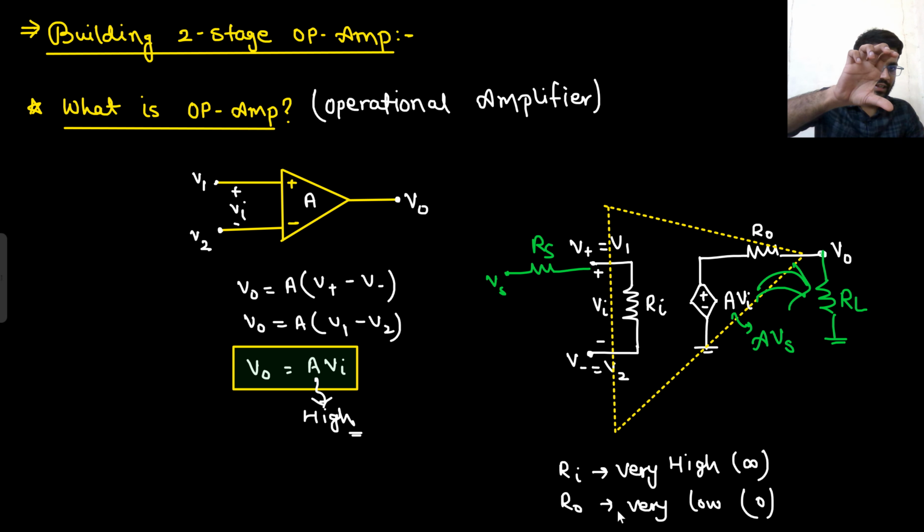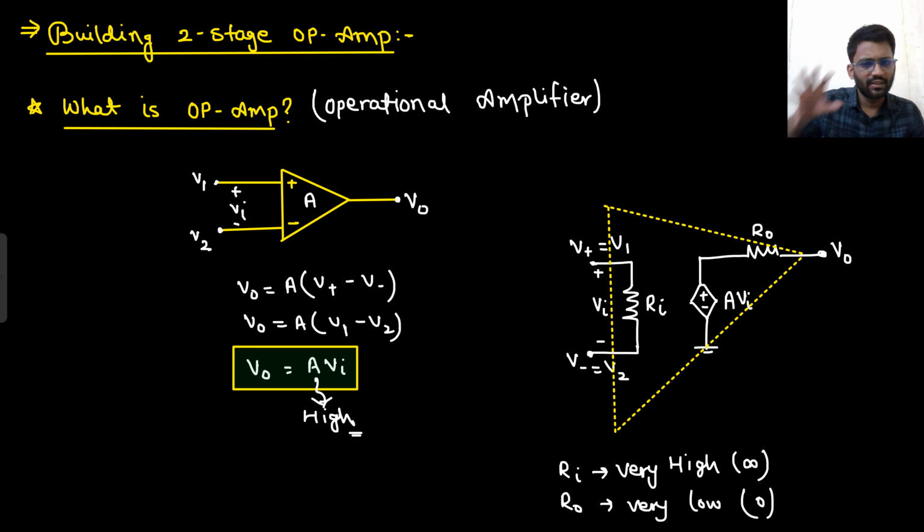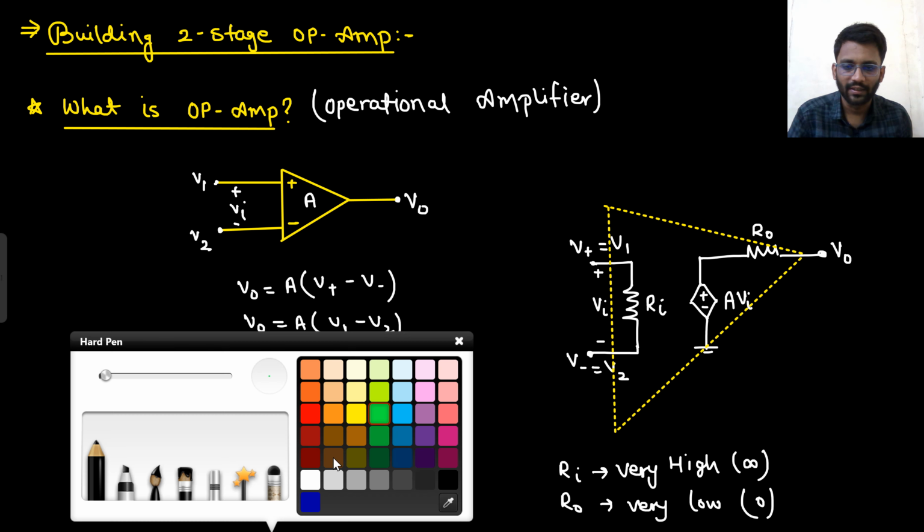If your amplifier has high input resistance, then more and more voltage will come in, and if your R0 is low, it will eat up less voltage, and more voltage will go out at the output. Understood? So that is the reason that Rin is very high and R0 is very low. We will revisit this when we study feedback amplifiers and feedback topology. No worries about that. So Rin is very high, R0 is very low, and gain A is also very high.